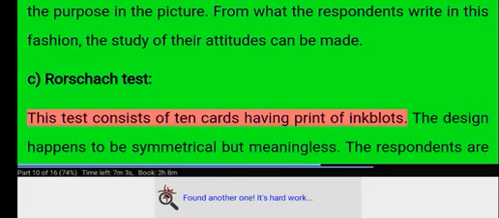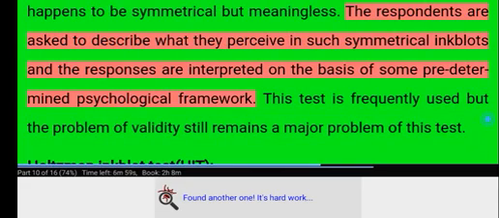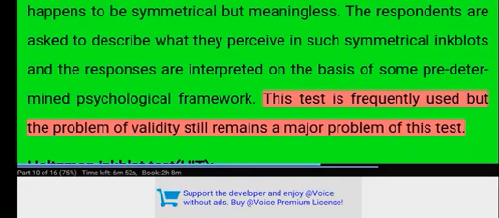Rorschach test. This test consists of 10 cards having prints of inkblots. The design happens to be symmetrical but meaningless. The respondents are asked to describe what they perceive in such symmetrical inkblots, and the responses are interpreted on the basis of some predetermined psychological framework. This test is frequently used, but the problem of validity still remains a major problem of this test.